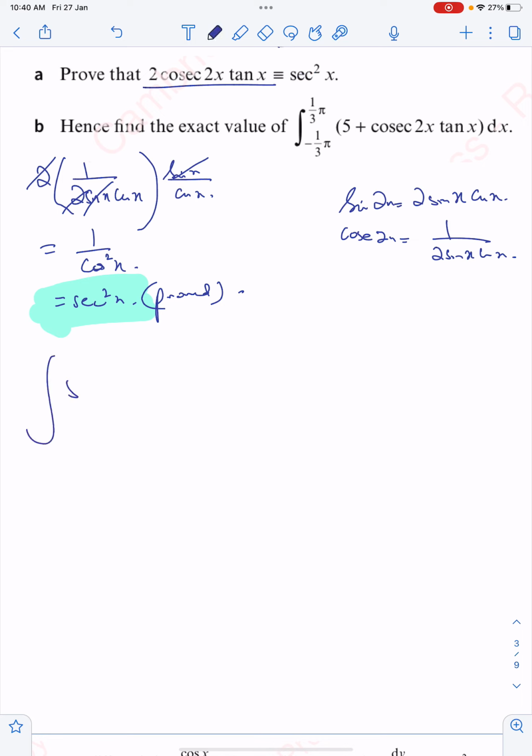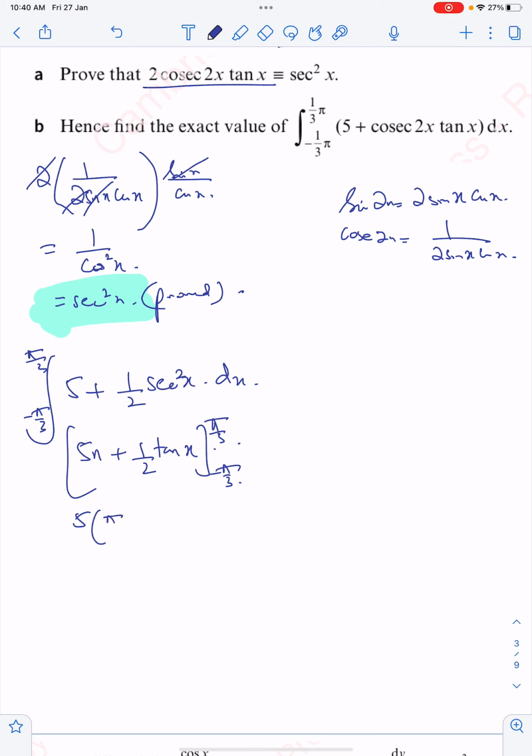Okay, so we have to integrate 5 plus 1 upon 2 sec square x dx, and the boundaries are pi by 3 and negative pi by 3. When we integrate this, integration of 5 is going to be 5x, integration of sec square is going to be tan x, okay, so putting the boundaries of pi by 3 and negative pi by 3.